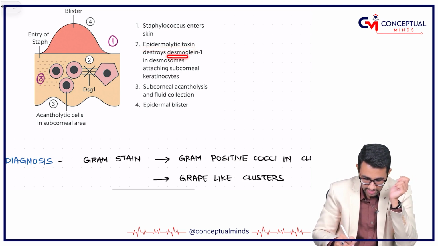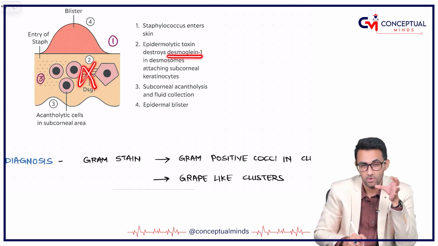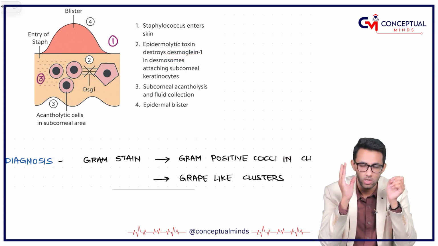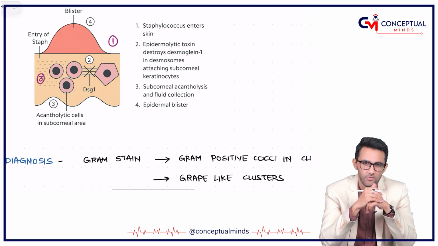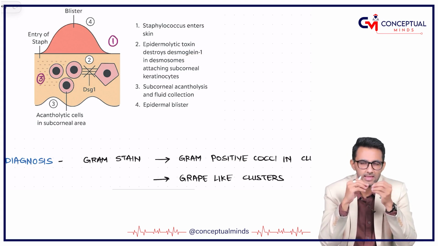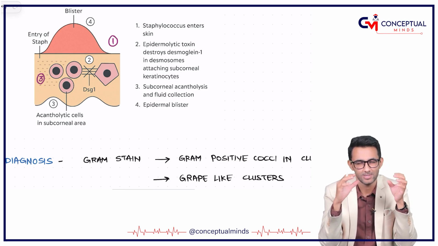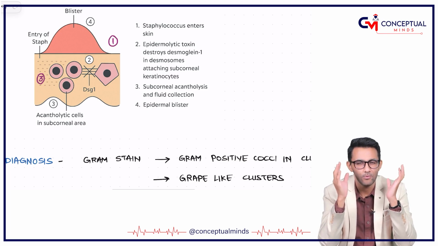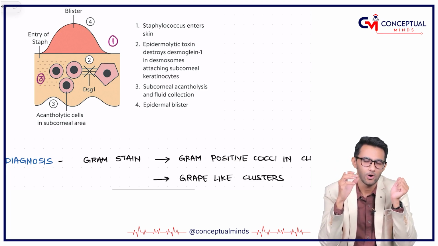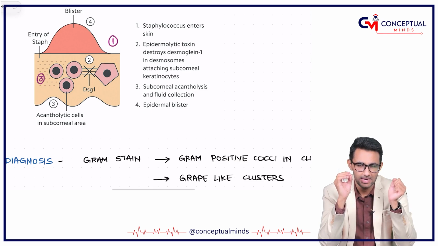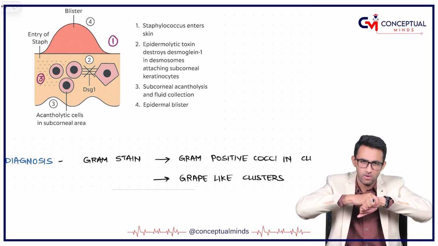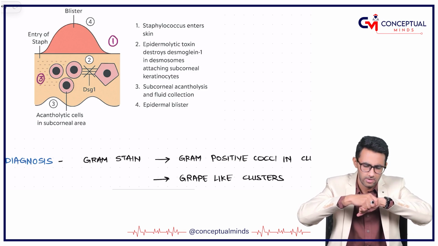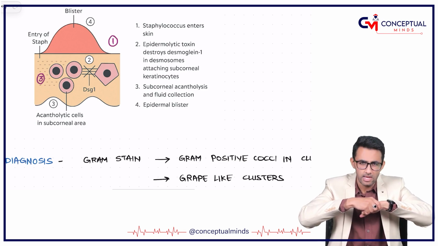Yes, the DSG1 is being destroyed. What was one thing that the desmosomes were doing? If you go to the first chapter that we discussed, we discussed desmosomes very extensively, and I drew a very beautiful diagram there. To get that clear, how do these desmosomes look? Over here we have the DSG1, which is being attacked by the epidermolytic toxin. It is holding one keratinocyte to another keratinocyte, and the toxin comes and damages this.